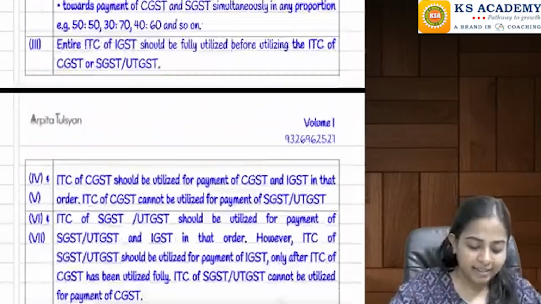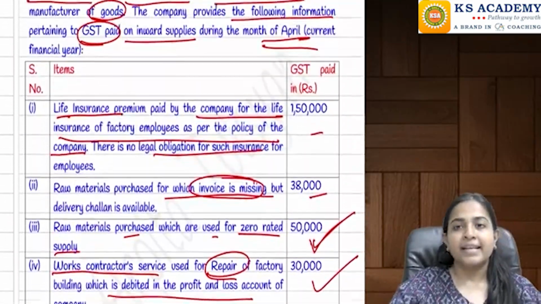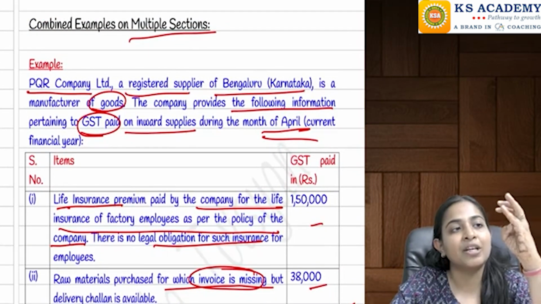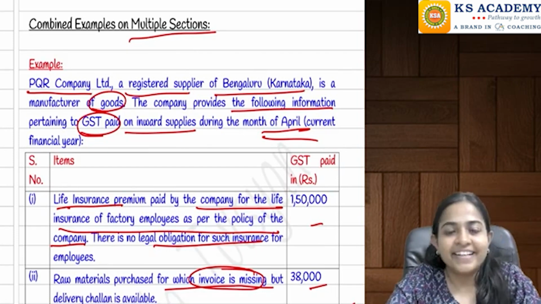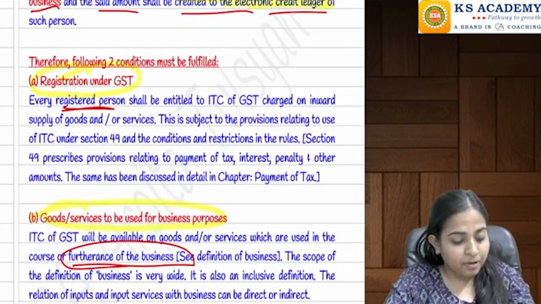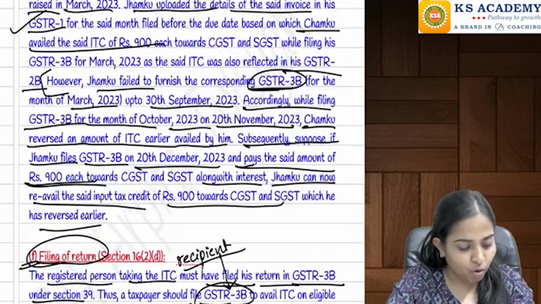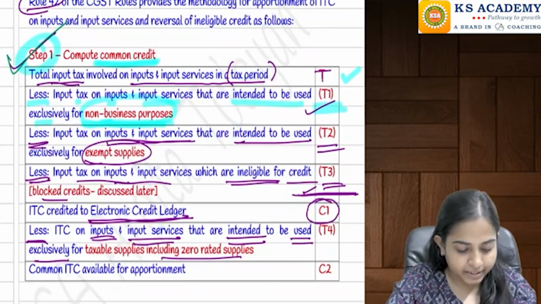Are you clear till here? Yes. How ITC is utilized, that we have already done. So this was your section number 16, section number 17, section number 18 of your input tax credit chapter. Okay, now let's complete the remaining parts: rule number 42, rule number 43, then your input service distributor, etc. Let's do all those things, everyone with me. I'll just keep it on the board so that you can refer to it along with me.